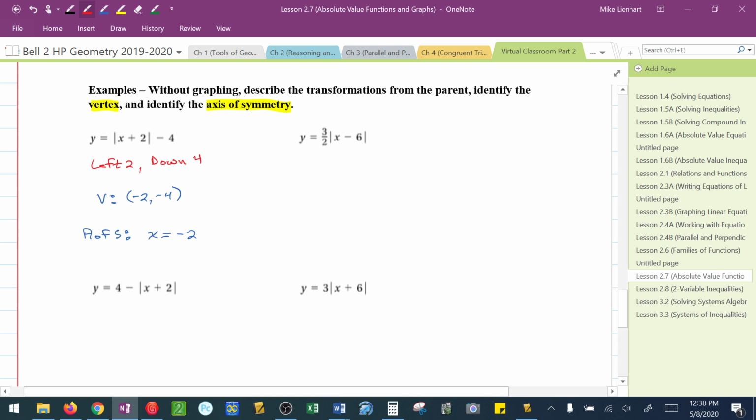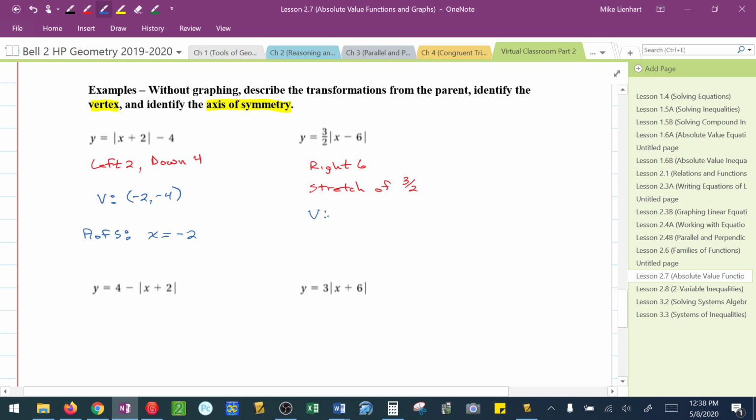-6 tells me that we are going right 6. We are not going up or down. Okay? But I also have a 3/2 here. 3/2 is greater than 1, so we're going to say that this is a stretch of 3/2. All right? Now we're going to find the vertex.